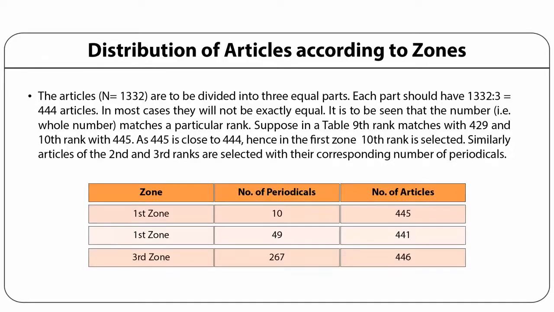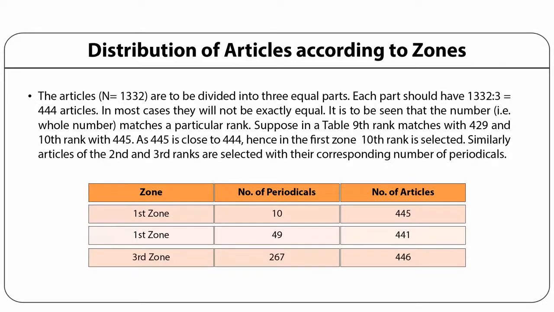In table 1, 9th rank matches with 429 and 10th rank with 445. As 445 is close to 444, hence the first zone, 10th rank, is selected. In table 1, there is no 10th rank. Table 2 shows 10th rank, how 10th rank is obtained.